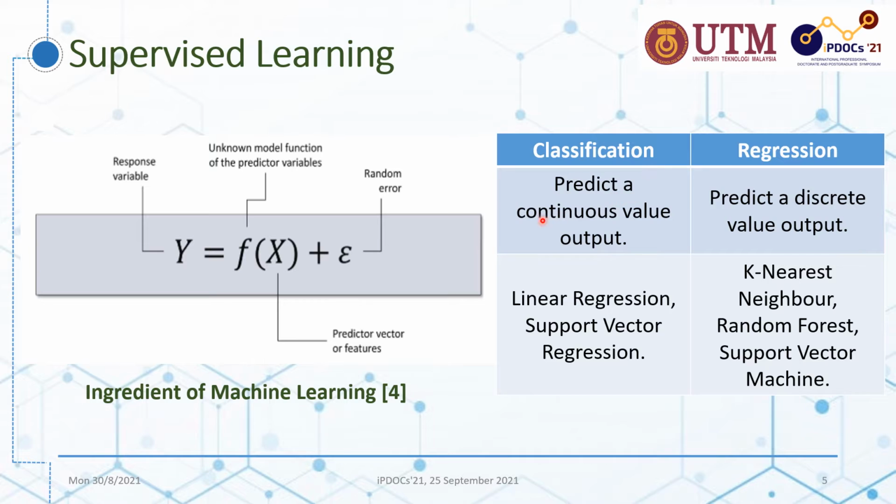Classification predicts a continuous value output. Regression predicts a discrete value output. Examples for classification are linear regression, support vector regression, and for regression, the examples are k-nearest neighbor, random forest, and support vector machine.